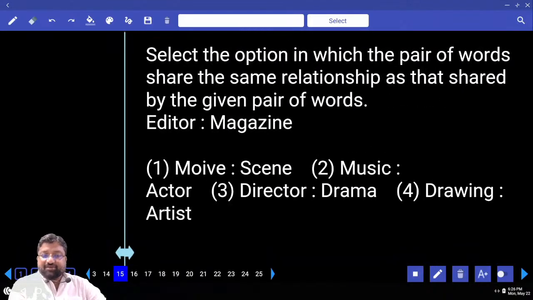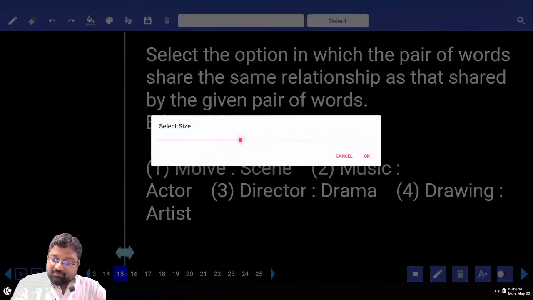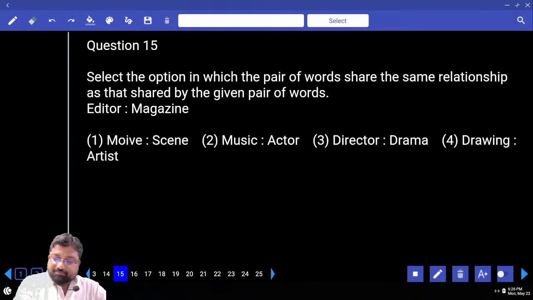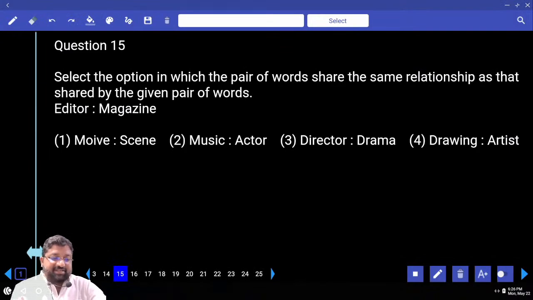Ma, what's the question here? Analogy. Select the option in which the pair of words share the same relationship as they share in the given pair of words. Editor and magazine. What do you mean by editor and magazine? Who runs a magazine? Tell me. Magazine, editor. Movies are made by a director. Music director. Director, drama? Yes. Drama is directed by a director.